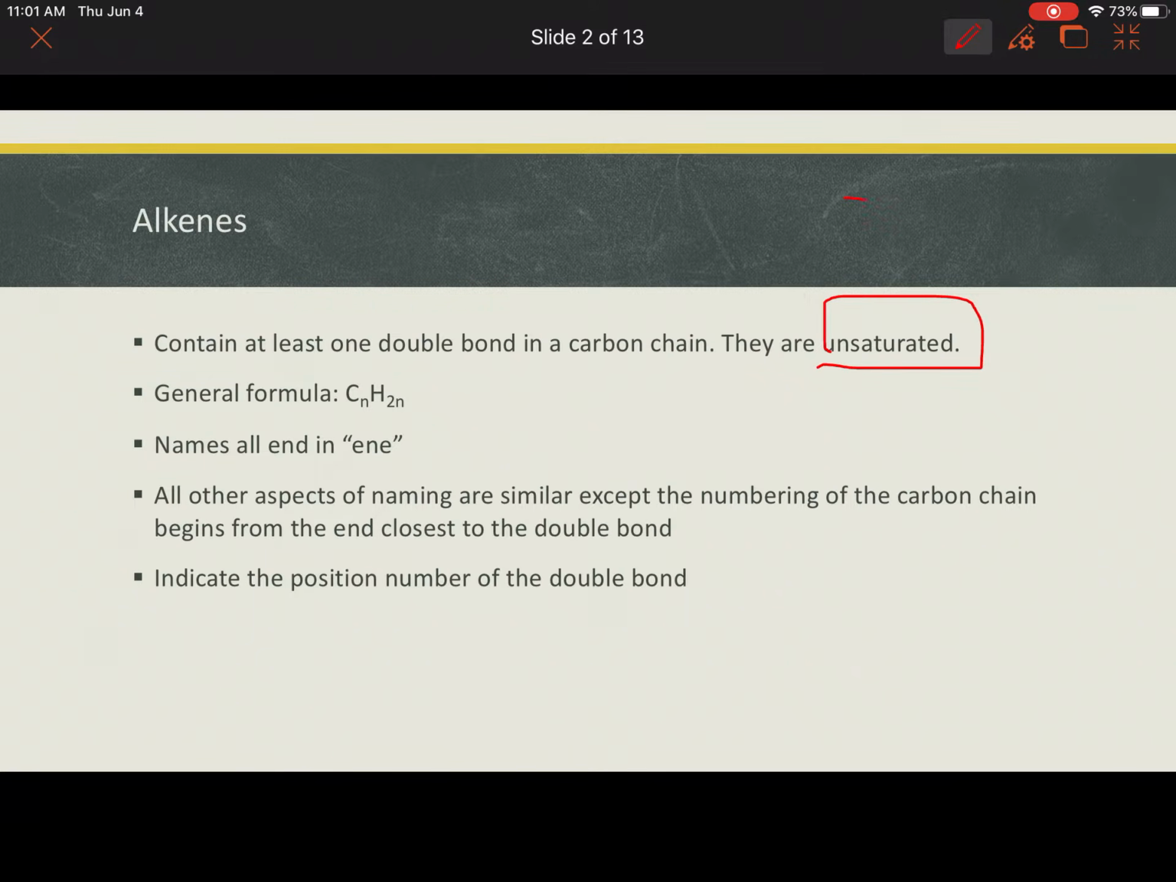Just so you know, we write a double bond just like an equal sign. So we'd have a carbon on each side and then a double bond in between them. Now, the general formula is CnH2n. So if we had C50, how many hydrogens would you have? You would have 100. If you had 100 carbons, you would have 200 hydrogens. So it's always going to satisfy that mathematical formula.